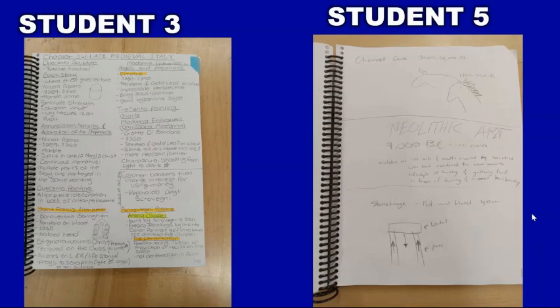Now, you can see the difference between student three and student five. Student three takes a lot more notes than student five, and that's perfectly okay. Both these kids got the exact same grade on their notes, which was 100. If you take notes, you get 100. All right. If you do what I ask, you get 100.